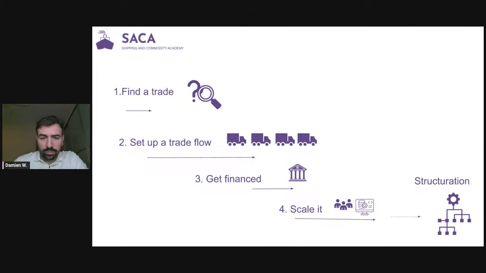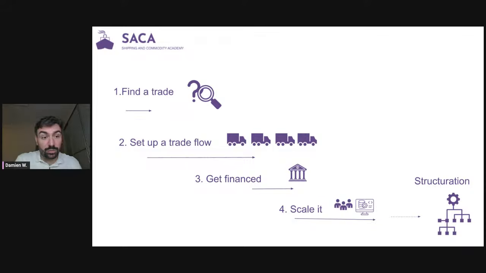All right, so the last step is to scale it. Once you have a trade flow, you found a trade, you made it a trade flow, and you got some outside funding, because seriously you probably need it, then you should be able to scale. Here a big issue, and I made this mistake: it's very difficult to scale profitably in this type of business, because it's a knowledge-based business. That means you need people who are knowledgeable and who are going to take risk to move your business forward.